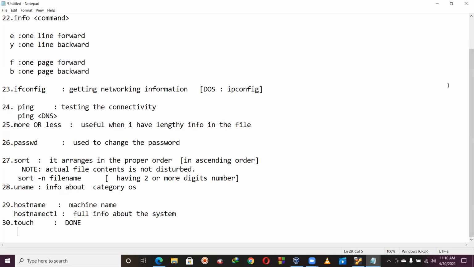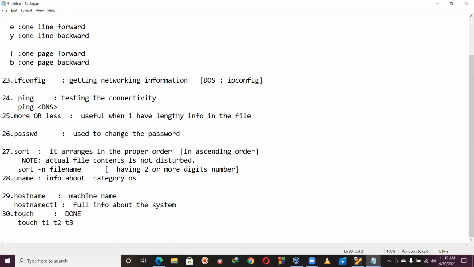But what happens if I want to create 5 files together at once? Then touch and file names: touch t1 t2 t3. Okay. Will this work or not? What happens? Touch t1 t2 t3. Yes, it creates 3 empty files.